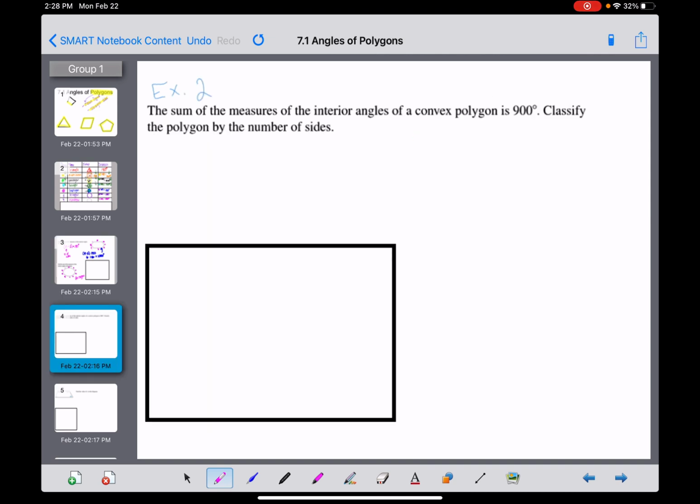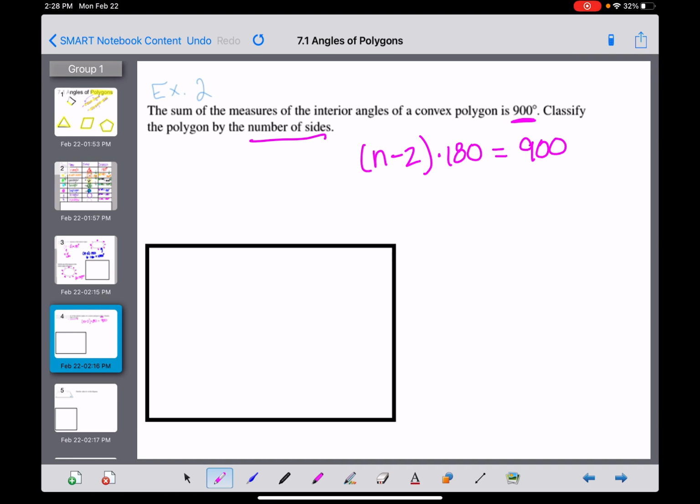The next example is the reverse of that. We know that the sum of the interior angles, the answer, is 900 degrees. We want to know how many sides there are, so the number of sides is missing. So we're going to use that same formula, the number of sides minus 2 times 180, and we're going to set it equal to the sum total of 900 degrees.